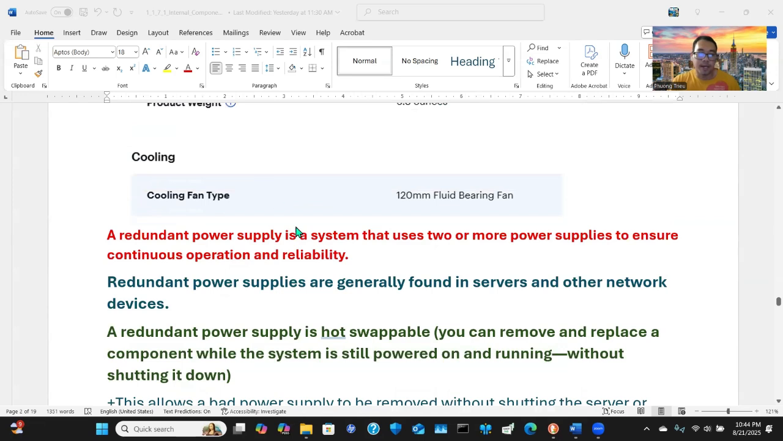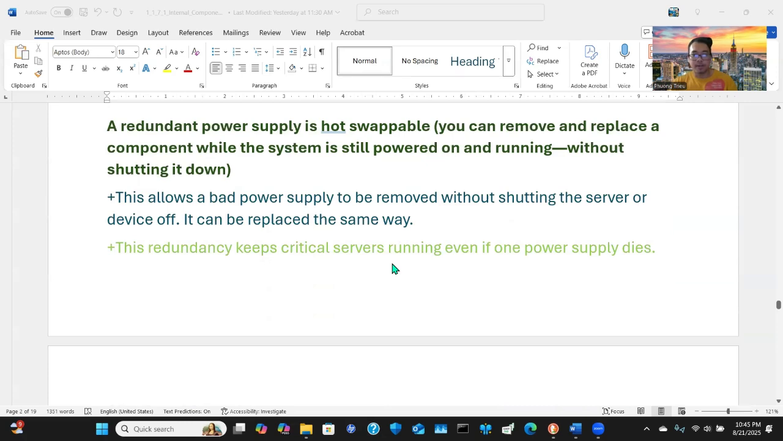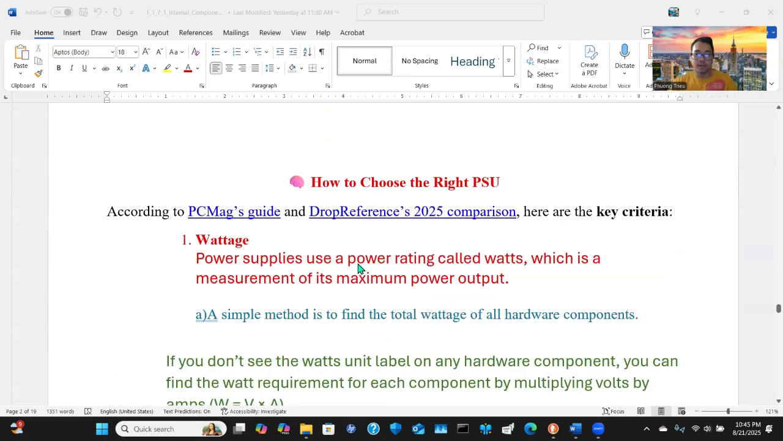A redundant power supply is a system that uses two or more power supplies to ensure continuous operation and reliability. Redundant power supplies are generally found in servers and other network devices. A redundant power supply is hot swappable. You can remove and replace a component while the system is still powered on and running without shutting it down. This allows a bad power supply to be removed without shutting the server or device off. It can be replaced the same way. This redundancy keeps critical servers running even if one power supply dies.